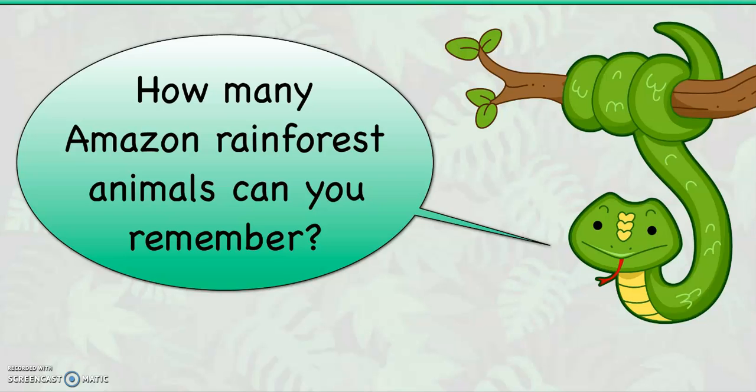So in our last session, we focused on the Amazon rainforest, and what I want you to do now is to pause the video and jot down as many of those Amazon rainforest animals that you can remember. It doesn't matter what category they fall into, just try and get as many as you can remember from our branching diagram work in our last session. So pause our video and jot those down.